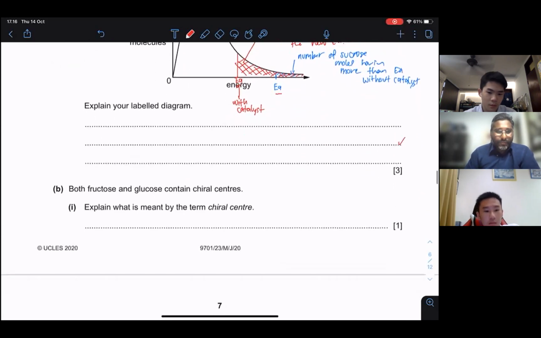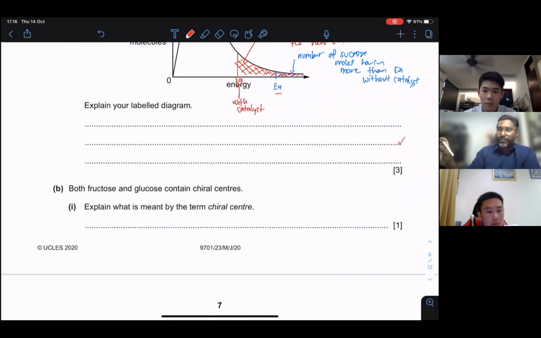Okay, so if you continue, both fructose and glucose contain chiral centers. So explain what is meant by chiral center. What is meant by chiral center even? The carbon atom that's connected to 4 different R groups. Okay, correct. So a chiral center is going to be an atom, or you mentioned in this case carbon.